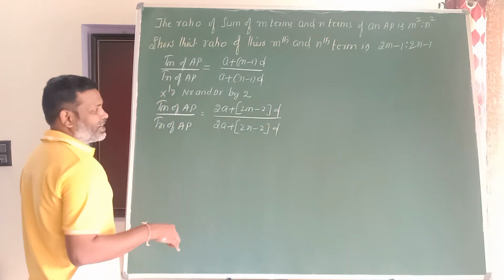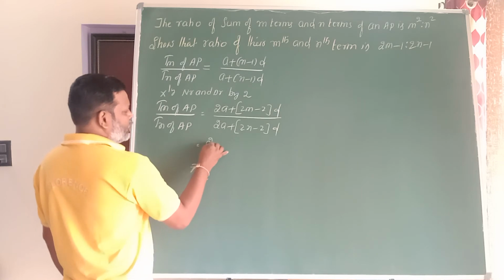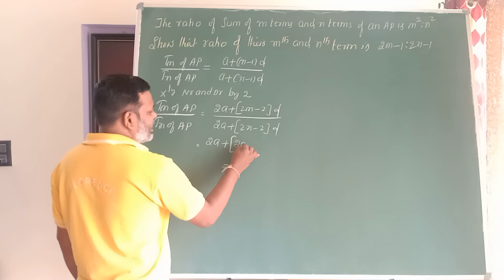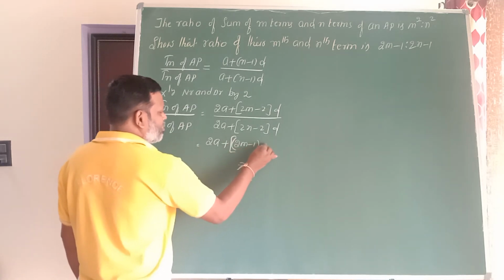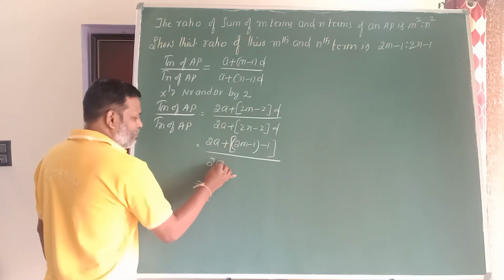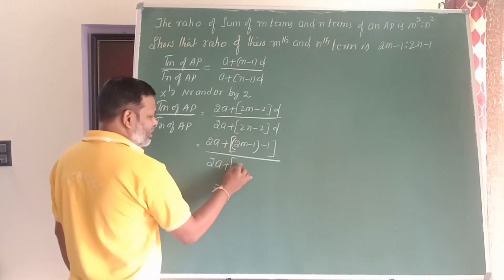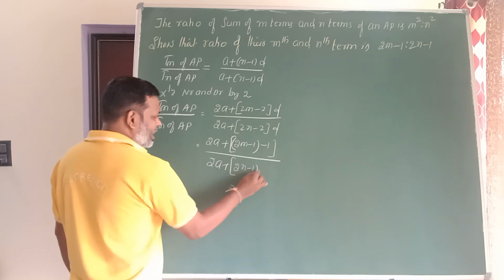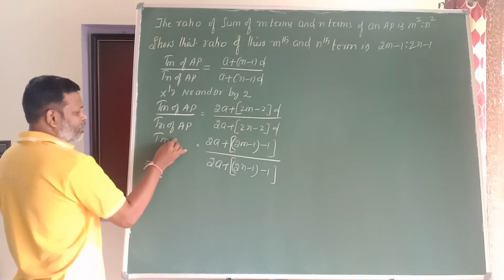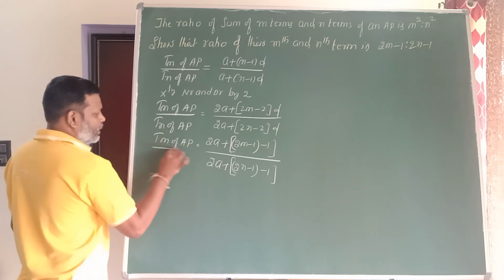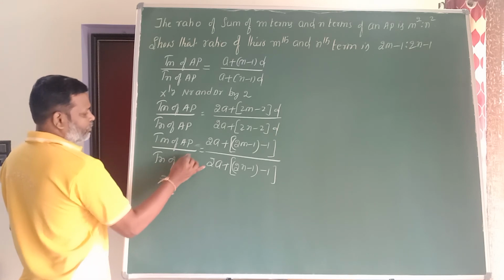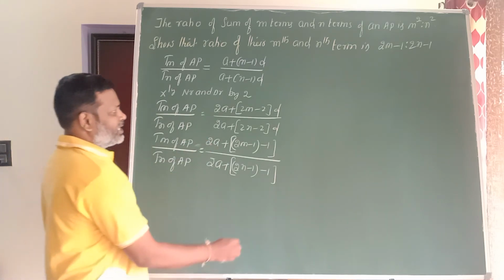Now I am going to rearrange something here. What to do here? 2a plus, this 2m minus 2 can be rewritten as, can I write like this? (2m minus 1) whole, minus 1, divided by 2a plus, so this 2n minus 2 can be written as (2n minus 1) minus 1. So this is what Tm of AP divided by Tn of AP. It's very simple. Let it be equation number 1.